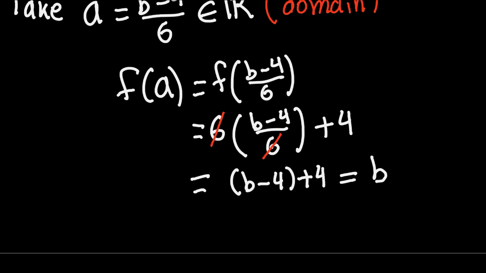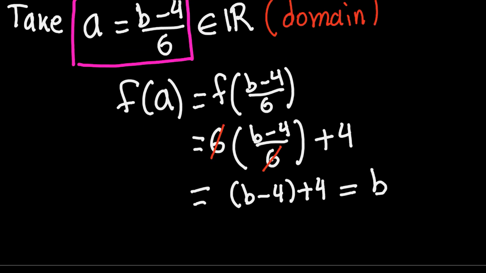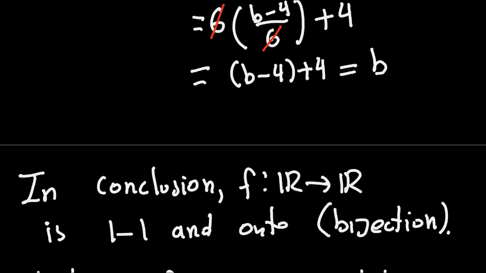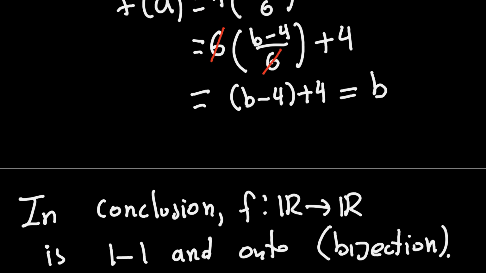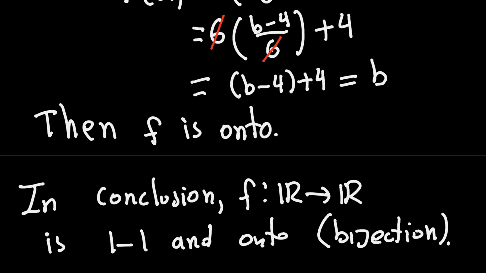So we were able to find an A, which is this one right here, that is a real number whose image, when you apply the function f, gives you exactly B. That proves that f is onto. So the conclusion here, let me write down the conclusion for this particular part: then f is onto, or surjective. So that will prove the function is surjective.